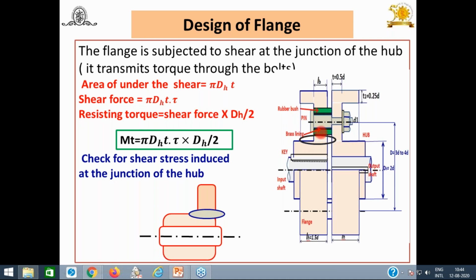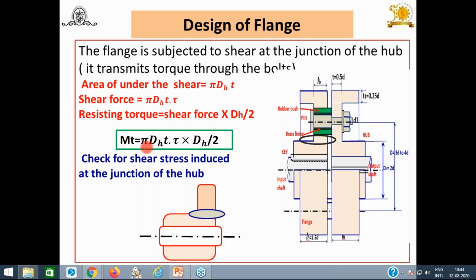When it is going to transmit the torque, a resisting torque gets induced in the opposite direction, and that we have to find out by shear force into dh by 2. Why dh by 2? Because this junction is going to be subjected to shear, that's why dh by 2. Therefore, resisting torque is equal to pi dh into t, that is shear area, into shear stress into dh by 2. So this is force into radius, that is Mt.